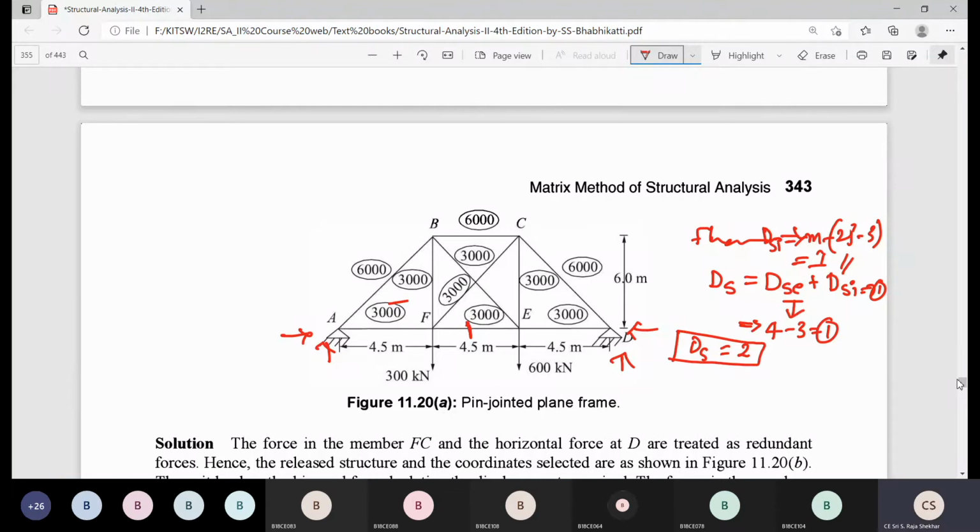So the total degree of static indeterminacy for this structure is 2. Okay. So after calculation of static indeterminacy, what we need to do is release the structure. So we need two redundant forces.